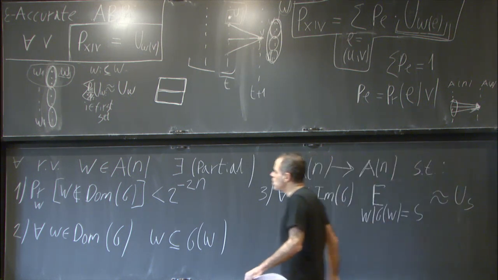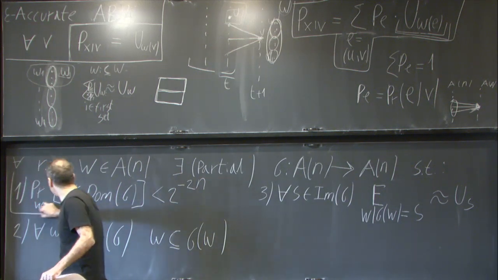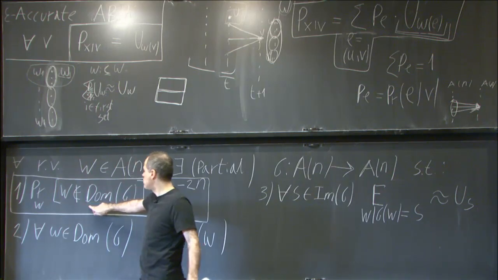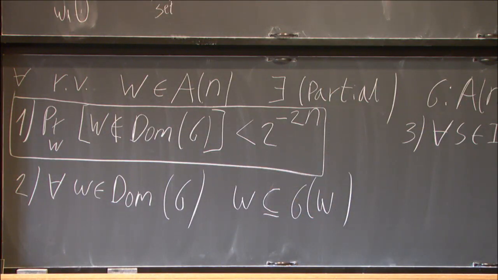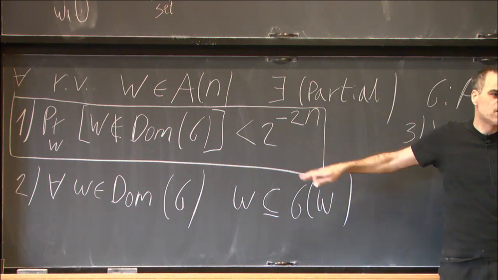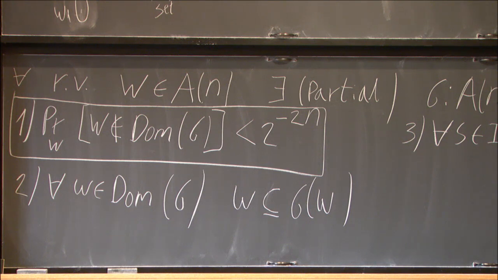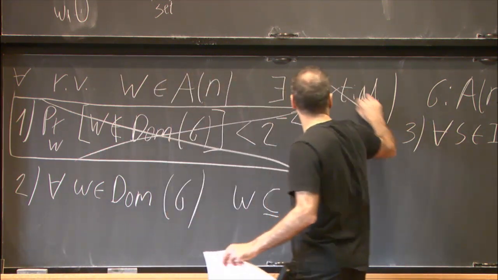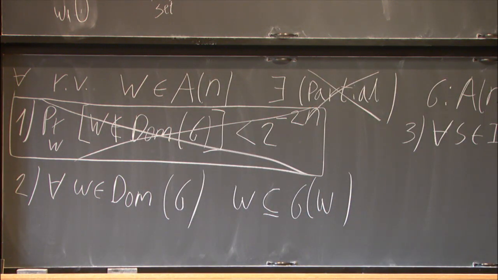The first condition is not very important. It says that the probability over W that W is not in the domain of sigma is exponentially small. There is a small probability that sigma is not defined. Forget this. This is just to take care of the fact that it's a partial function.